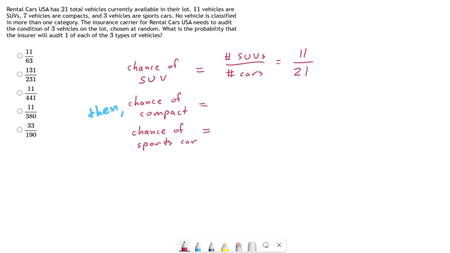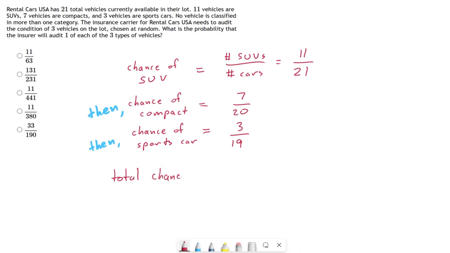Great. Well, the next question is, then what's the chance of picking a compact? And this is often a place where we make mistakes. The number of compact cars is 7, but the number of total cars in the lot has now dropped to 20. And likewise, if we then say, what are the chances of picking a sports car? Well, the number of sports cars is 3, and the number of cars on the lot is now down to 19.